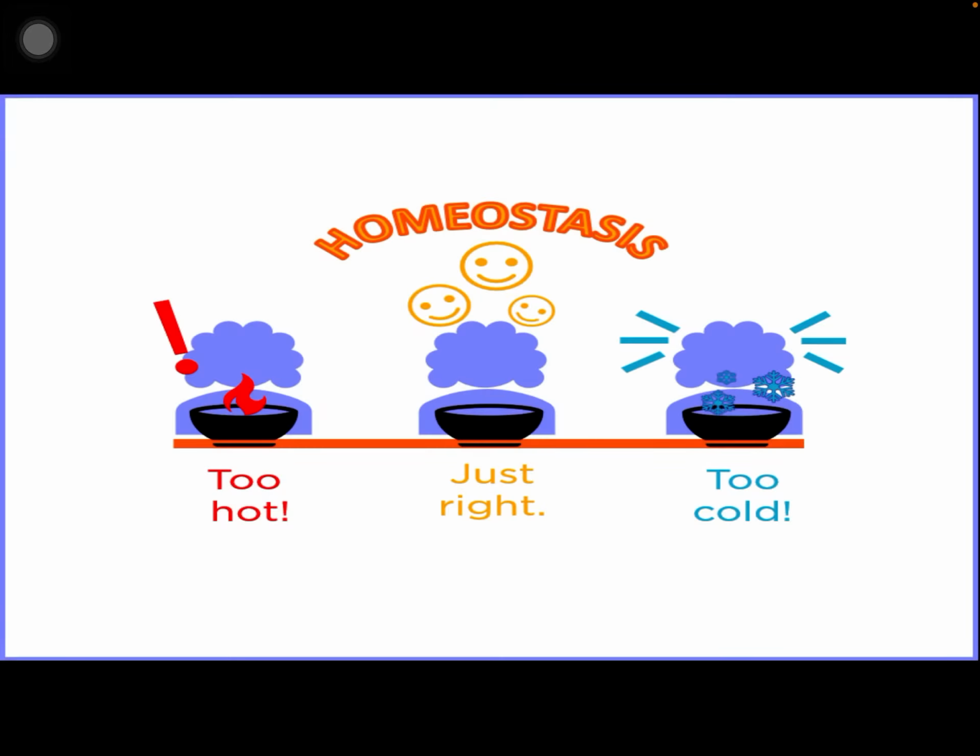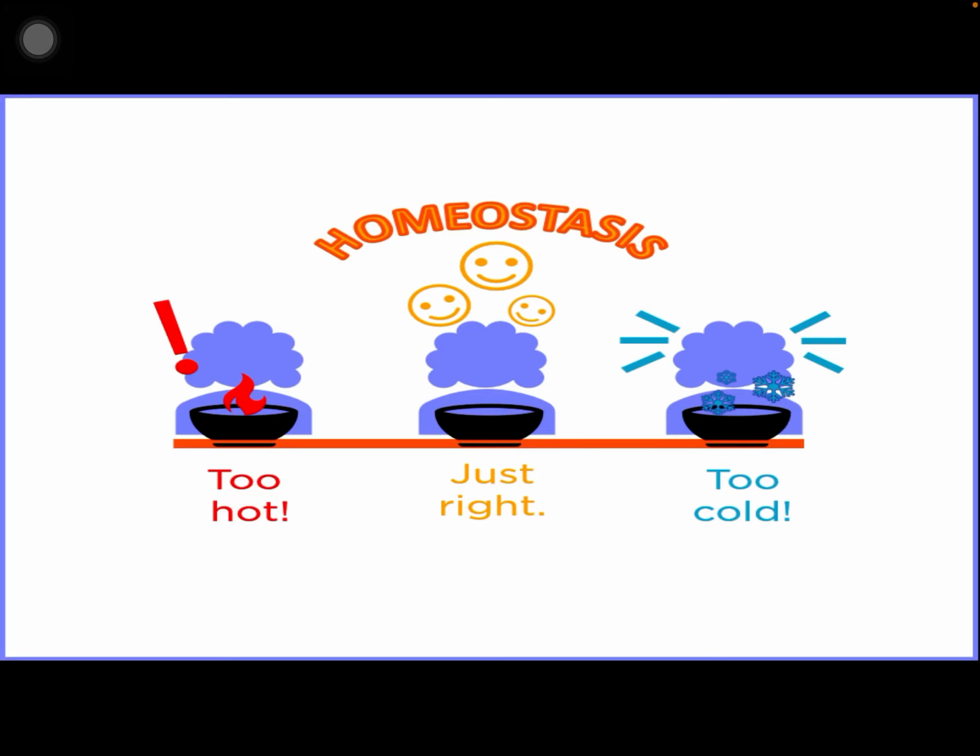Let's say your body's too cold or too hot. If it's too cold, you'll notice that you begin to shiver. If it's too hot, you notice that you begin to sweat. This sweating and this shivering is your body bringing it back to homeostasis because you want to be at that just right temperature.